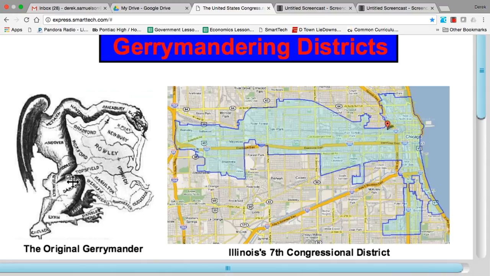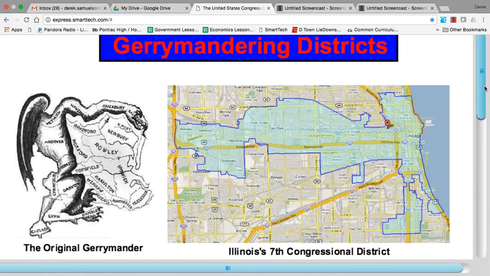So sometimes you get these funny districts. Here is Illinois' 7th Congressional District. It doesn't look too funny. It certainly has these little lines that stick out, and you kind of wonder, why is this a part of that? And why is this line not a part of it? But this isn't the one that's heavily gerrymandered.